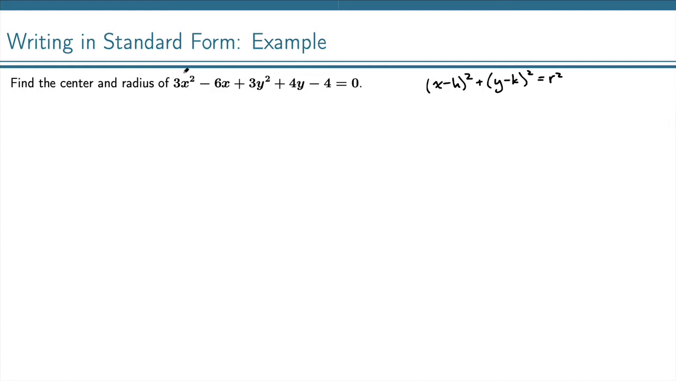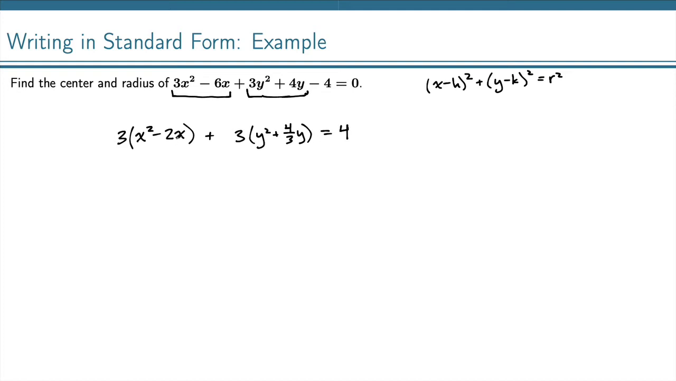So we'd like to do that with these. We've got some x terms and some y terms. We're going to go ahead and complete the square for these expressions. First, for the x's, we will pull the 3 out. And we're left with x squared minus 2x. And for the y's, we'll also have to pull the 3 out. So 3 times (y squared plus 4/3 y). And then let's go ahead and add 4 over to the other side.